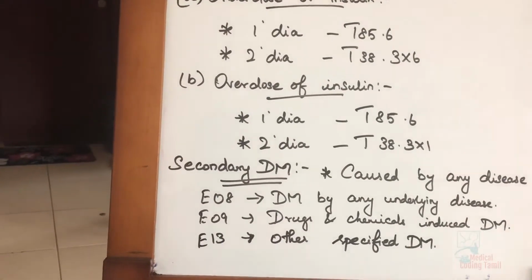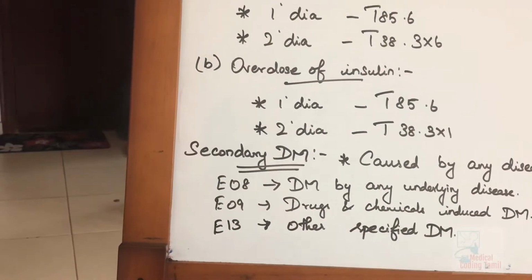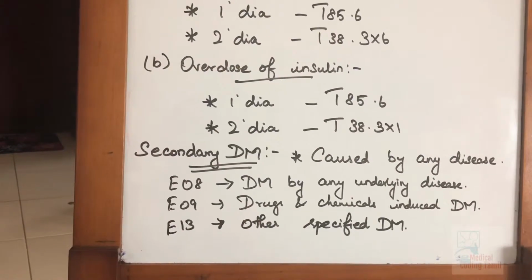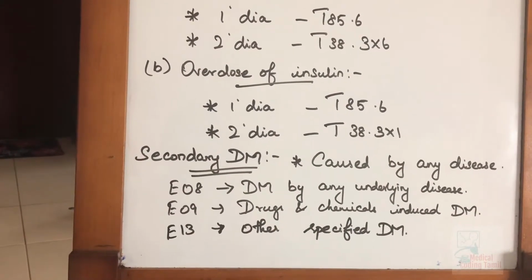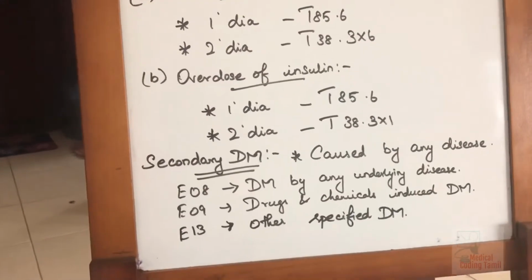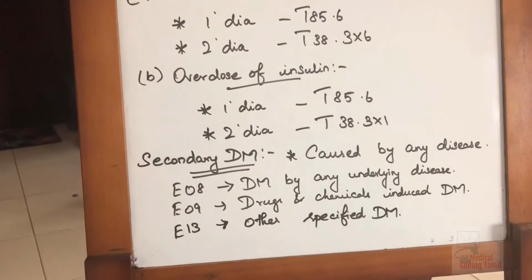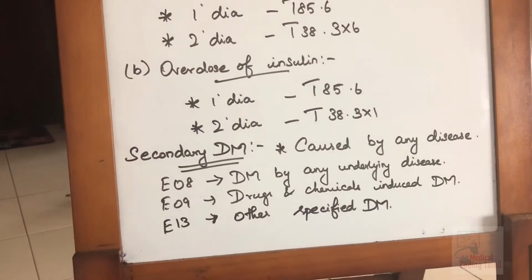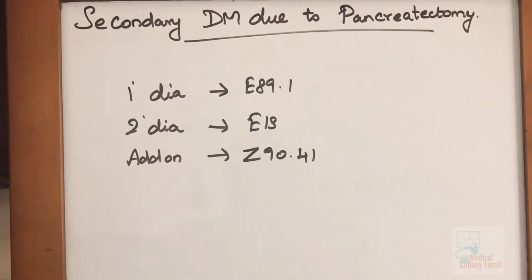We are now going to see about secondary diabetes mellitus. Secondary diabetes mellitus is nothing but diabetes which is caused by any other disease. If the diabetes is caused by any disease of our body, then it will be secondary diabetes mellitus. There are 3 categories in this. E08, which means diabetes mellitus due to an underlying disease, any disease causing the diabetes, and E09 is for drug or chemical induced diabetes. E13 is for other specified diabetes.